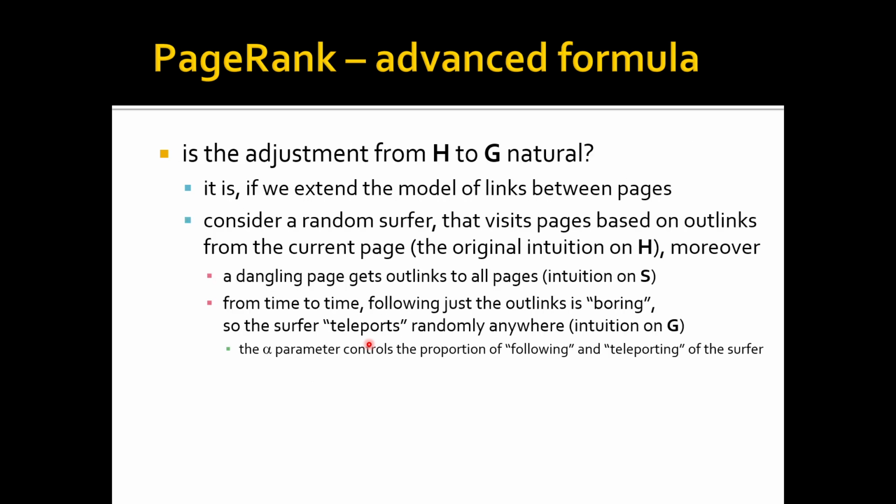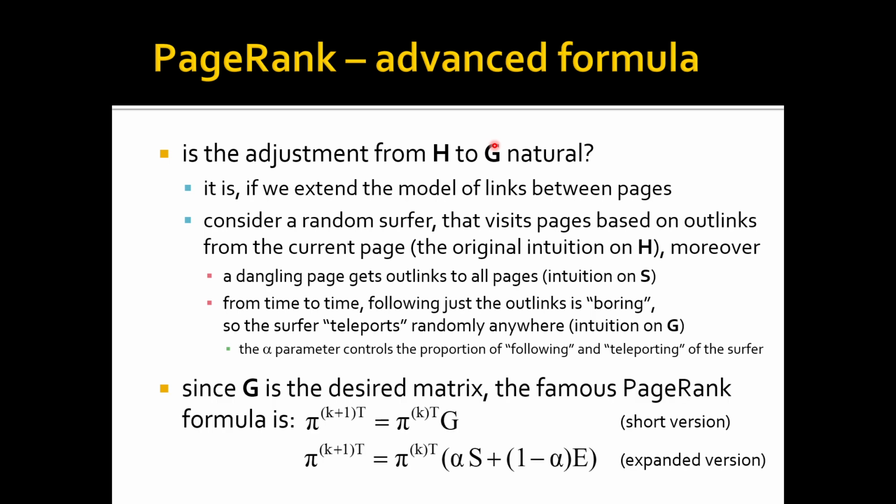But this is a matter of definition of what we are modeling. So if we model browsing of a web page, including a kind of randomness, then this is okay. And then the adjustment from H to G is basically natural. This is the explanation for the transformation to G.